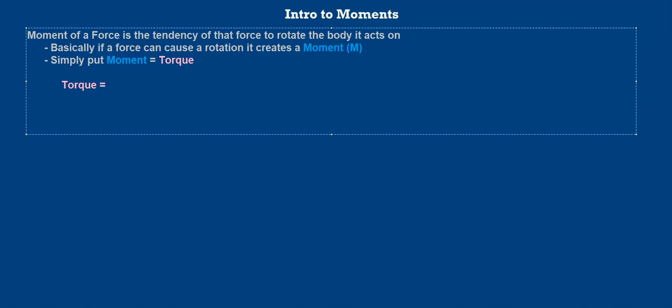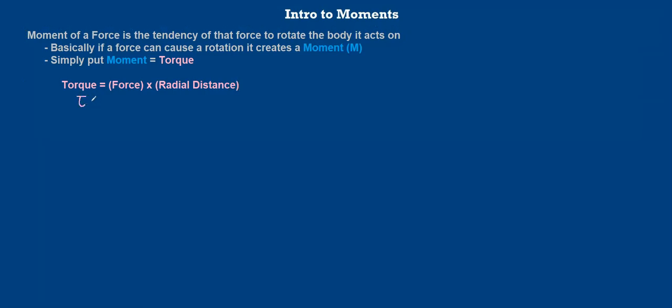And you may recall the formula for torque is the force times its radial distance. Or the way we would write it is torque equals force times the radius, where this symbol right here is the symbol for torque. But if our moment is equal to torque, then we can say that our moment is equal to the force times its radial distance, or its radius. Or we could write it as moment equals force times distance, and you will commonly see it written this way.